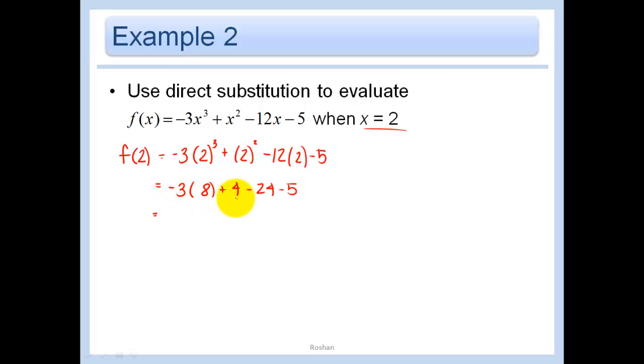Let's see, -24 plus 4 is -20. Minus 24 minus 5 is -49. And so that would be my final answer.